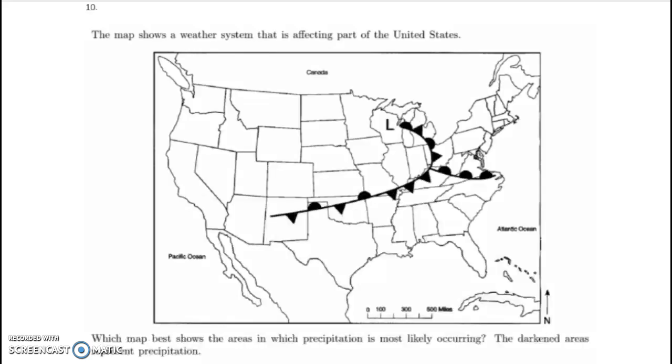Question 10. The map shows a weather system that is affecting part of the United States. Which map best shows the area in which precipitation is most likely to occur? The darkened areas represent precipitation.